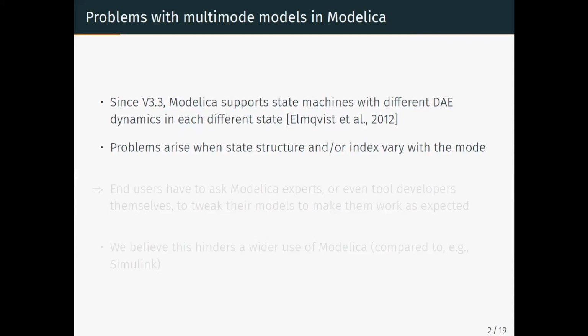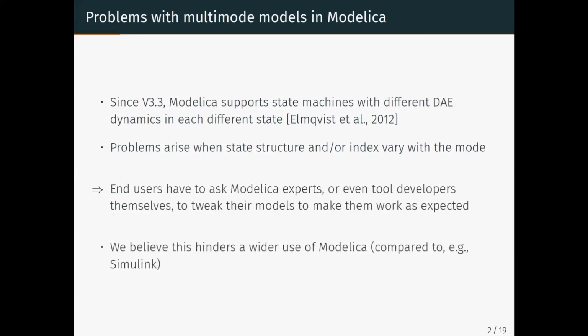These issues are related to mathematical properties of the underlying multimode DA system, such as its differentiation index that can vary between modes. However, we strongly advocate that it should be the task of the Modelica compilers to deal with these aspects, as they do with single-mode models. Instead of that, end users too often have to rely on experts, or even tool developers, who will painstakingly tweak the models so that they are correctly handled by the tools. These model transformations usually amount to performing index reduction by hand in some troublesome modes, which is an unwanted situation, as index reduction is one of the key roles of Modelica compilers.